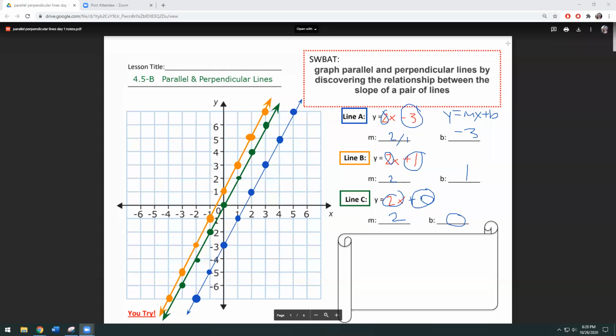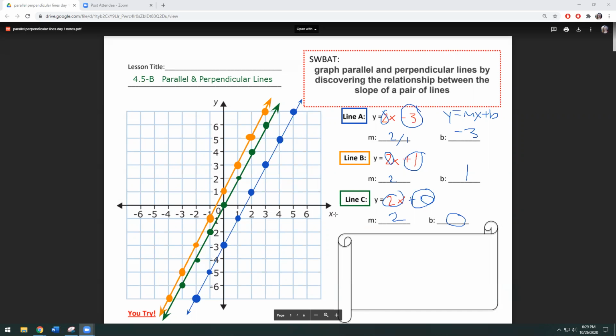And there's line C. So what I want you to do is look at these 3 lines. Would you call these anything specific? Hopefully you're thinking that these are parallel lines. So since they're all parallel, I want you to look at those slopes. What do you notice about their 3 slopes? Hopefully you see that they all have a slope of 2 and that they end up as parallel lines.